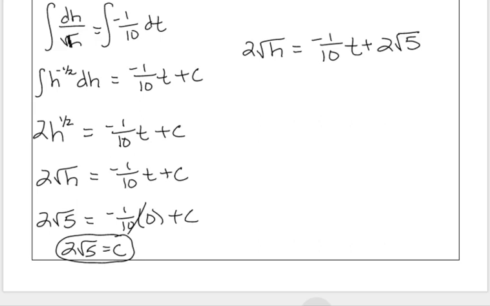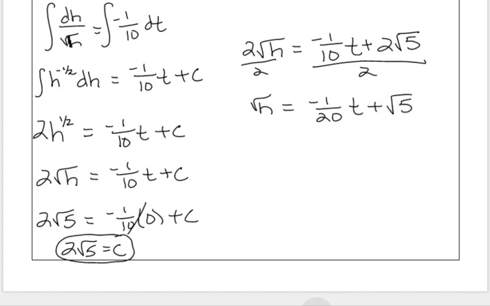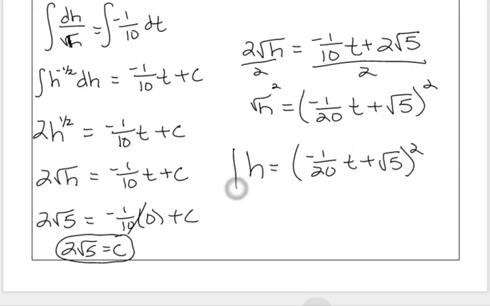So in order to start solving for h, I'm first going to divide everything by 2. So I get the square root of h is equal to negative 1 over 20 t plus the square root of 5. And now in order to get rid of the square root, I know I have to square both sides. So I get that h is equal to negative 1 over 20 t plus the square root of 5, squared. And that's actually my final answer for that one.